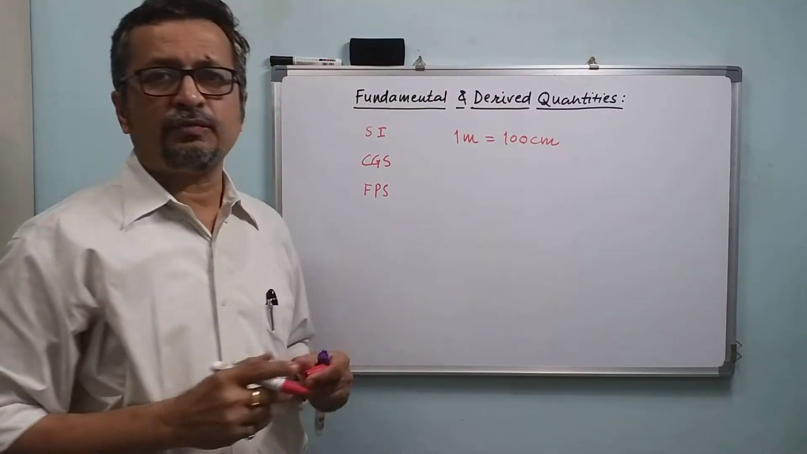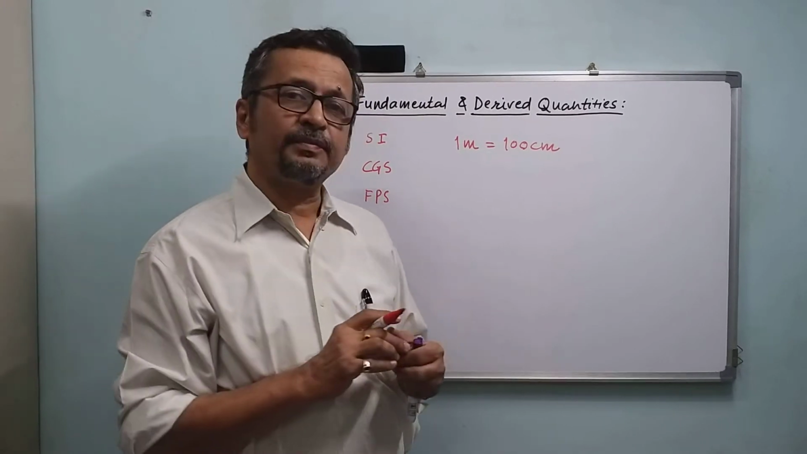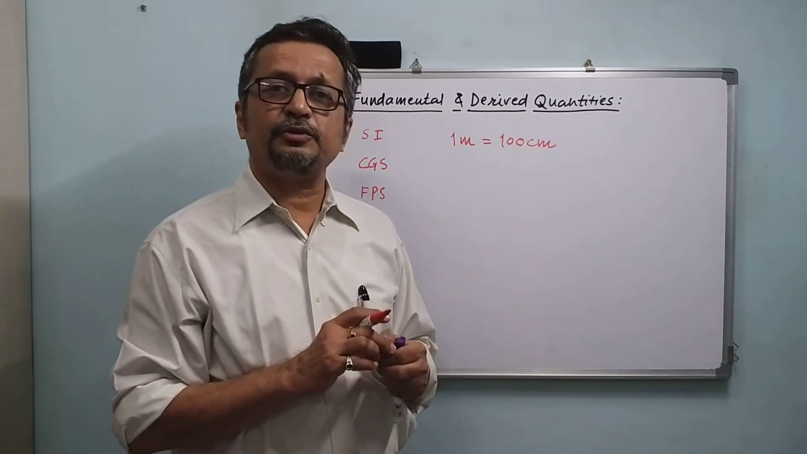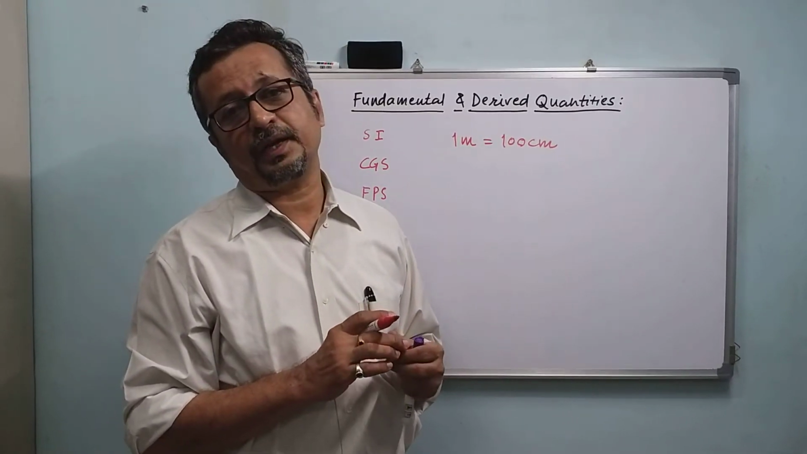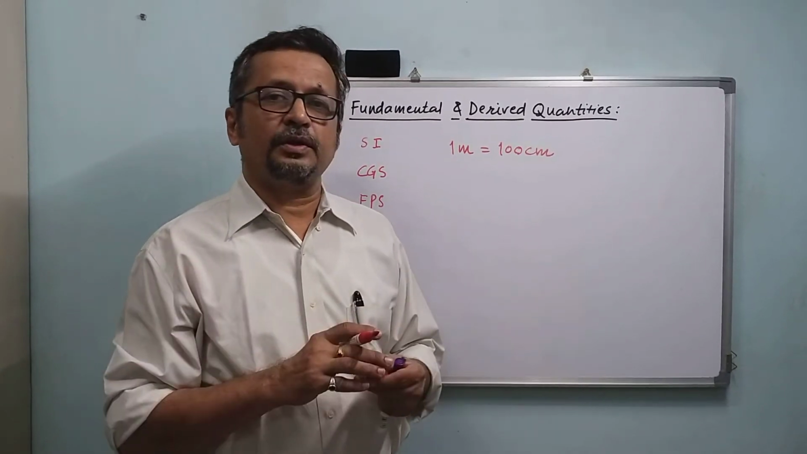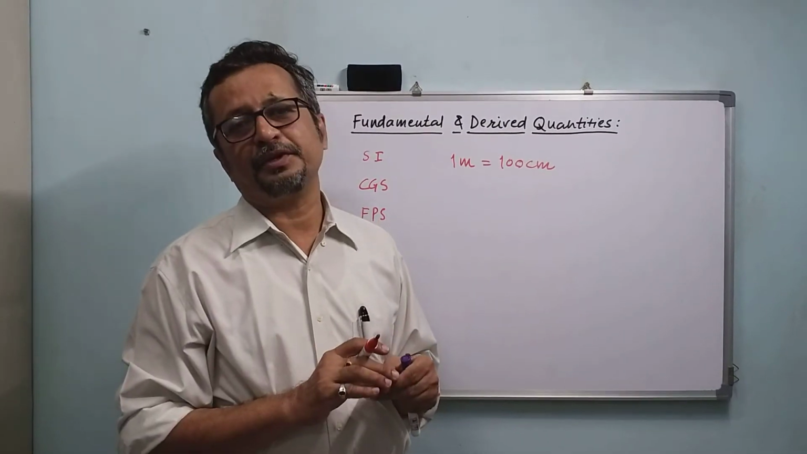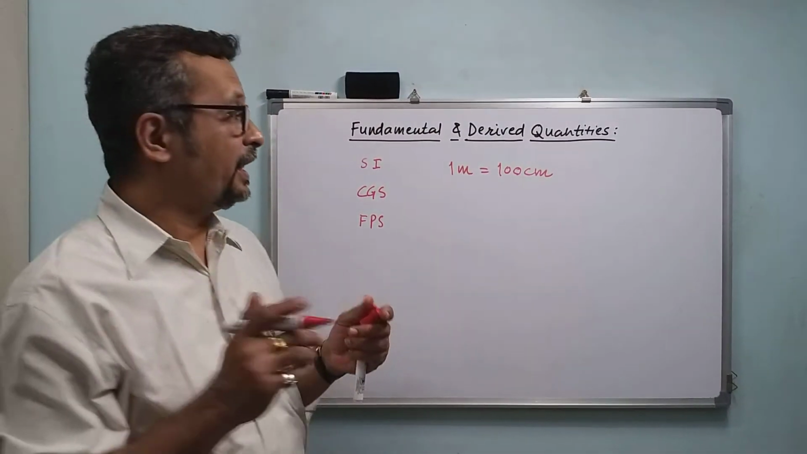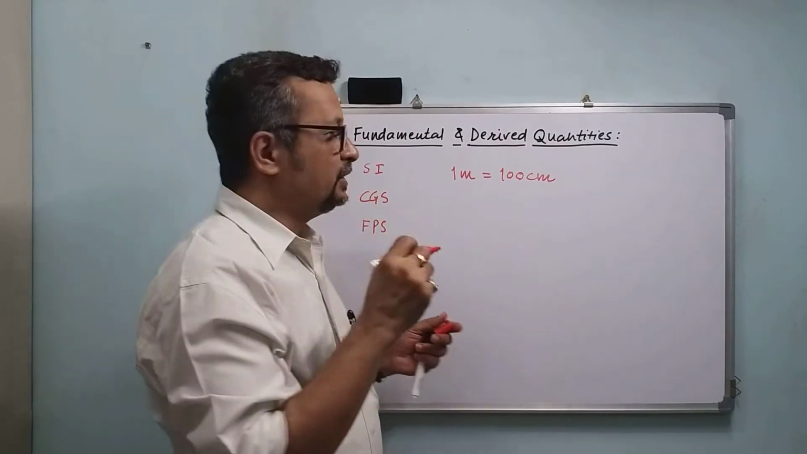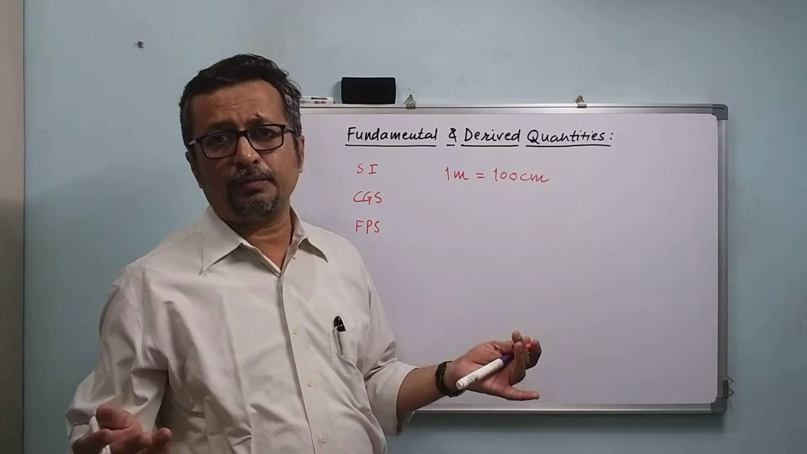So when some length is expressed in centimeters, for converting that into meters, what I do is I divide it by 100. Or if I have been given some quantity in meters and I have to convert it into millimeters, then what I'll do is I'll multiply it by 1000. So centimeter, millimeter, this is micrometer.